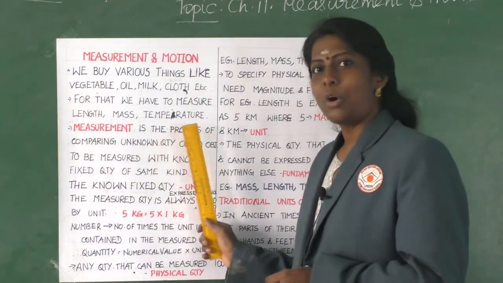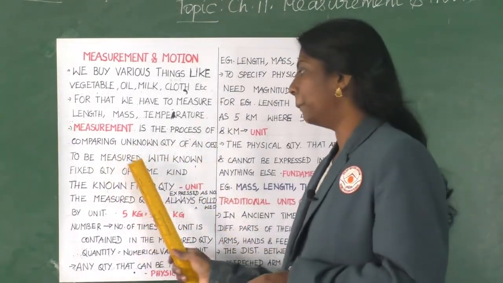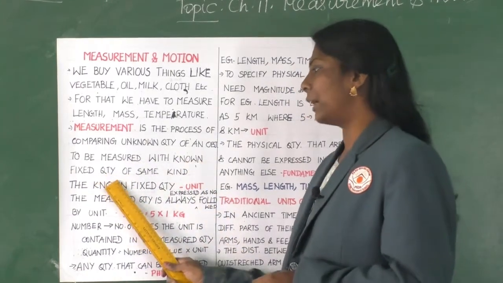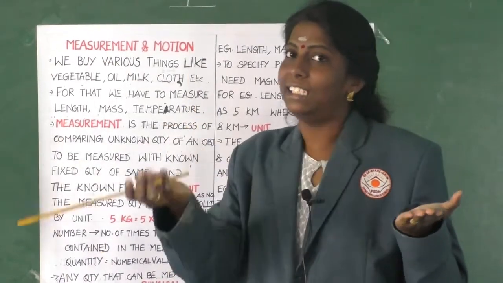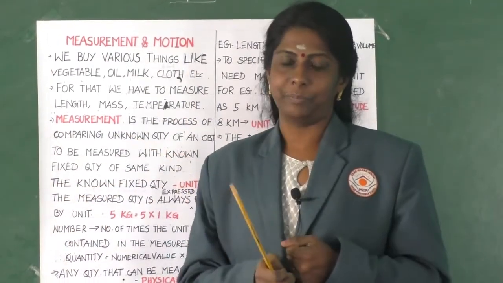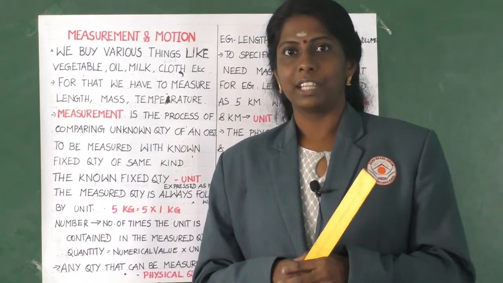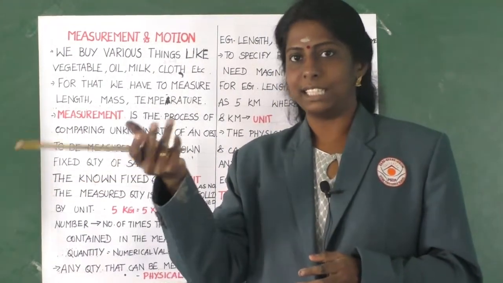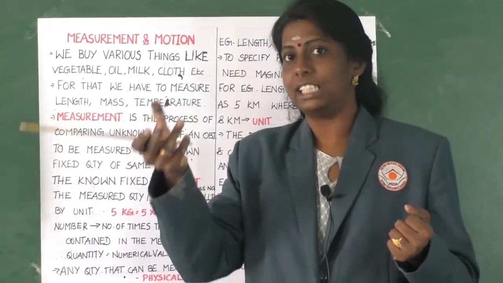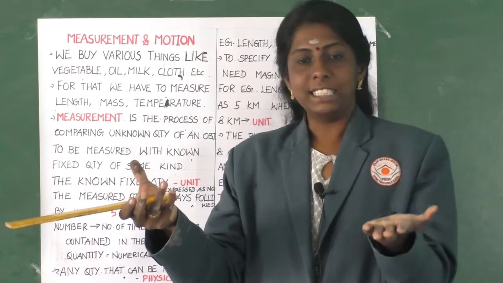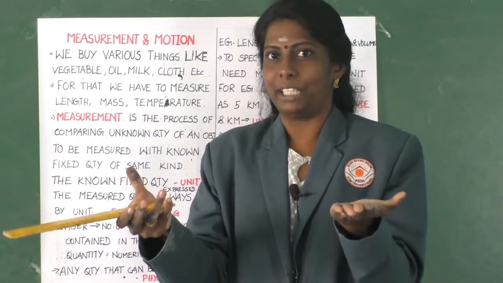Measurement is the process of comparing unknown quantity of an object to be measured with known fixed quantity of same kind. So on one hand we are having unknown quantity and on the other hand we are having known fixed quantity. Say for example, we might buy 5 kg of vegetable, is it not? So how much ever that is unknown, and on the other side, to buy that unknown amount of vegetable, on one side we are having known fixed weight, is it not? That's the way we are buying, is it not?